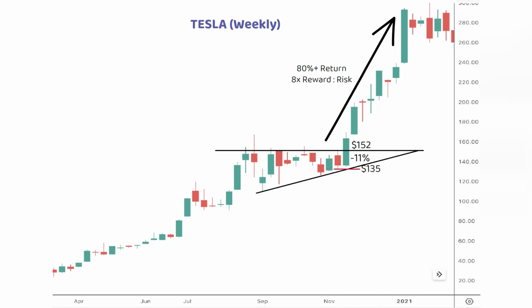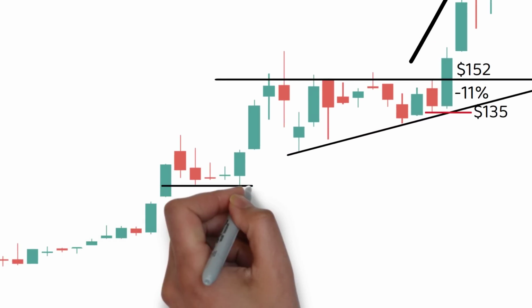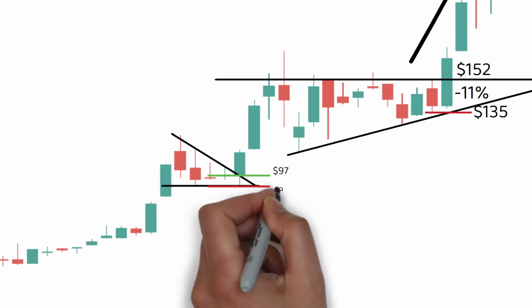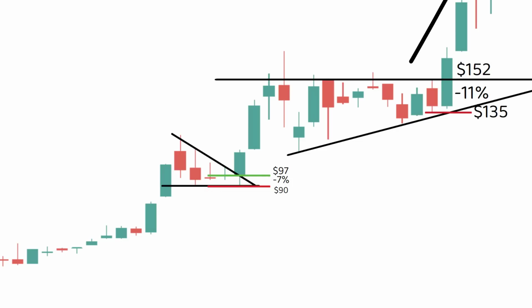In the same chart, there is a descending triangle pattern as well. Here, the appropriate breakout level was when the price breached the upper trend line at $97, and the stop loss would be placed somewhere below the lower trend line at $90, providing a 7% risk. This trade also ended up achieving a 10 times reward to risk in a short period.